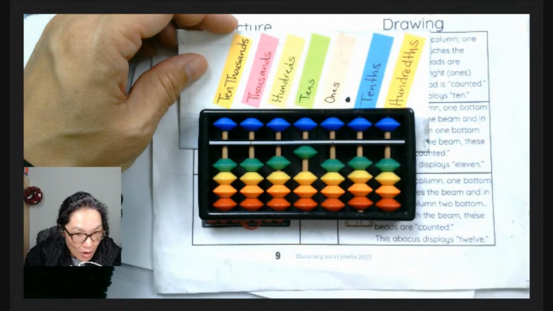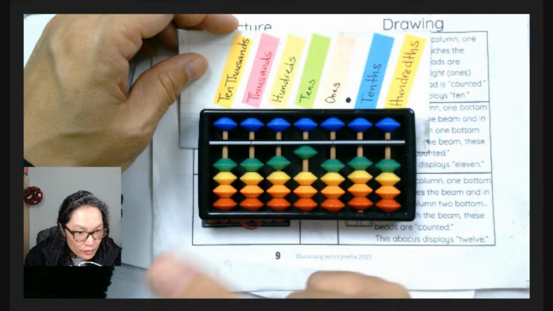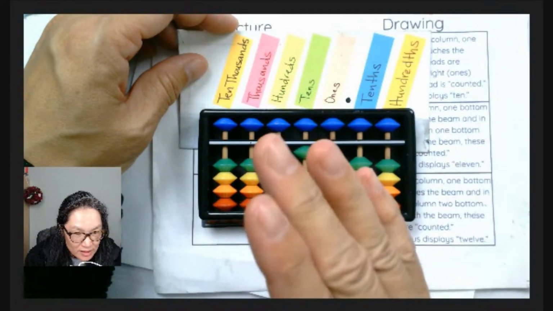Hey, Jesse, how far did you go to multiplication and division? Did you use this in second grade as well, or did they stop at first grade?